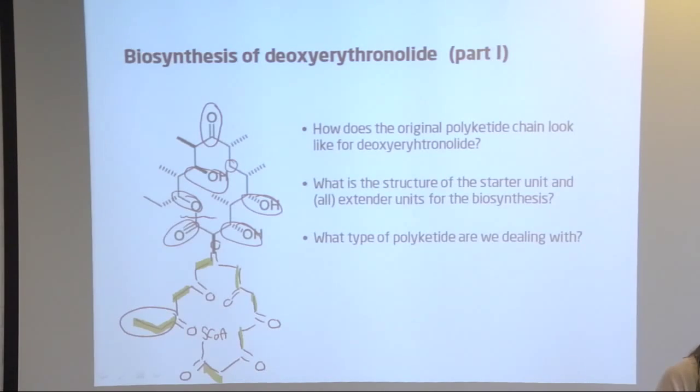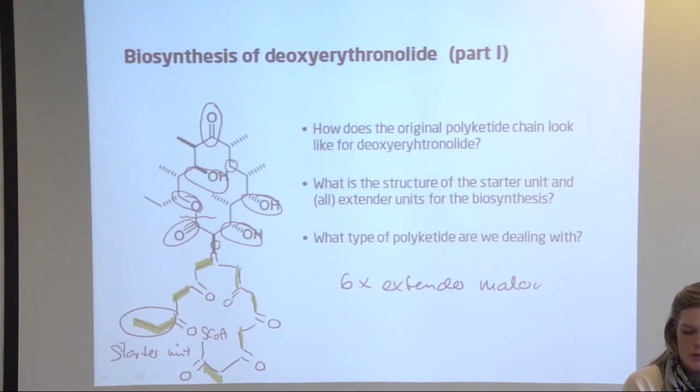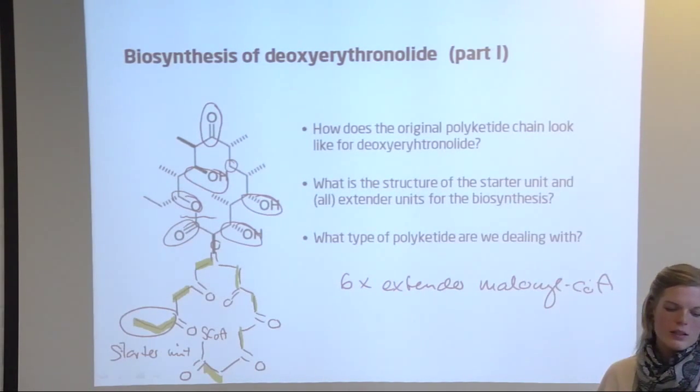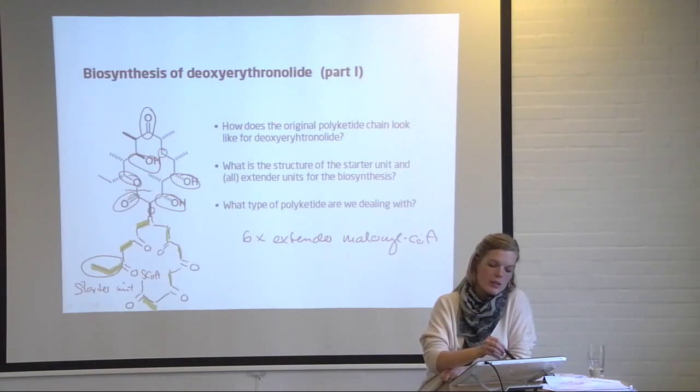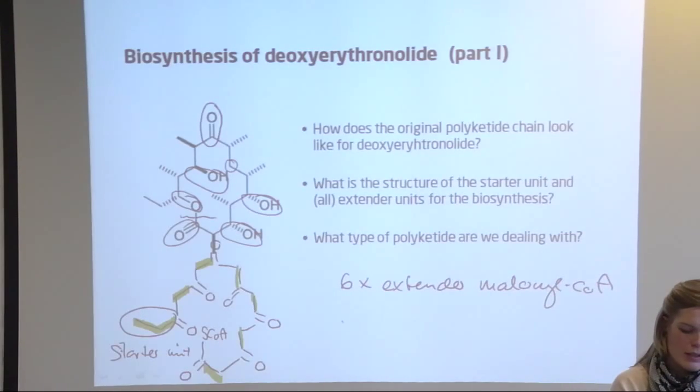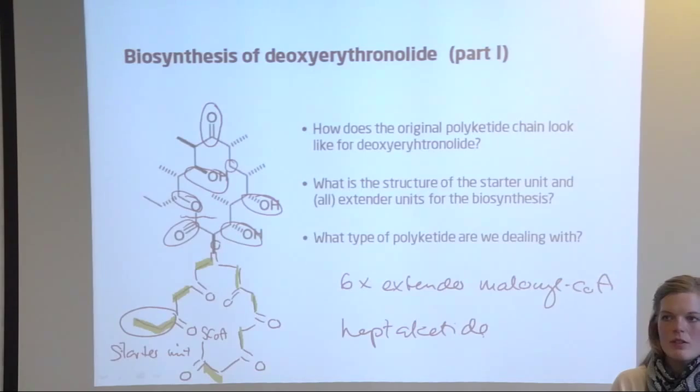We got our starter unit here. And then you got 1, 2, 3, 4, 5, 6 extender units of malonyl coenzyme A. Then we ask what type of polyketide we're dealing with. Then you basically just count the carbonyls. 1, 2, 3, 4, 5, 6, 7. It's a heptaketide. Questions?